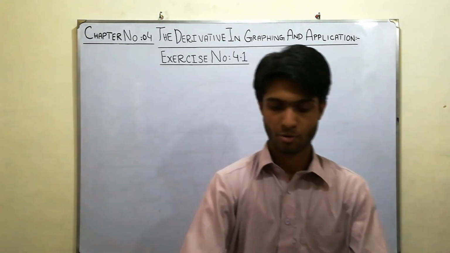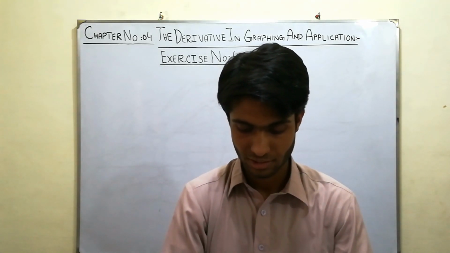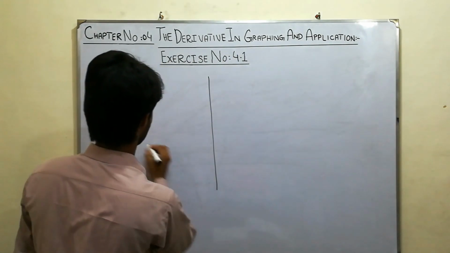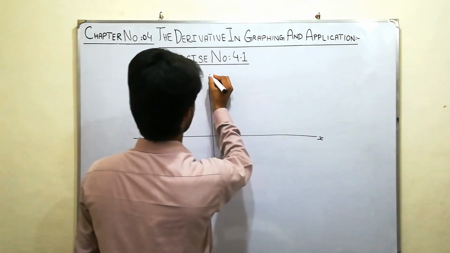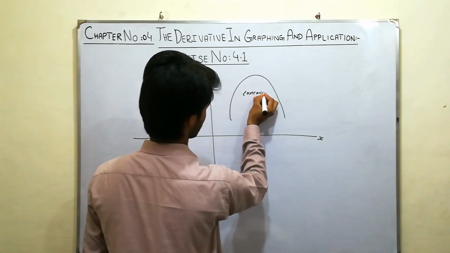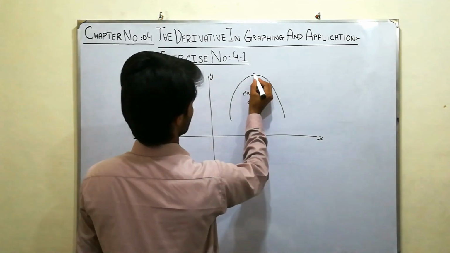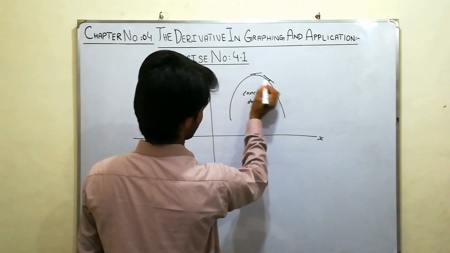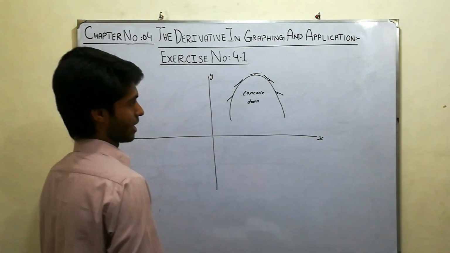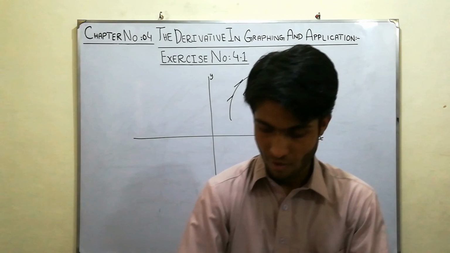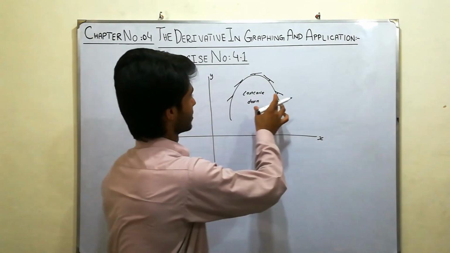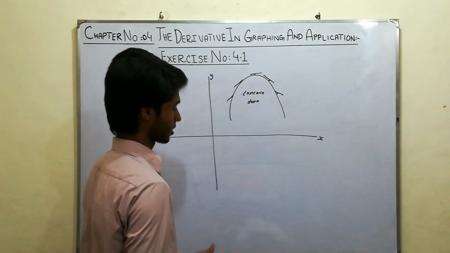For concave down, the first point is that the function is concave down on an interval if its tangent lines have decreasing slope. Let's suppose a graph on x and y axes. This is the concave down shape. You can see that in this graph we have decreasing tangent line slopes. The other point is that it is concave down if it lies below its tangent lines. You can see that this graph drops below the tangent line, so this is concave down.